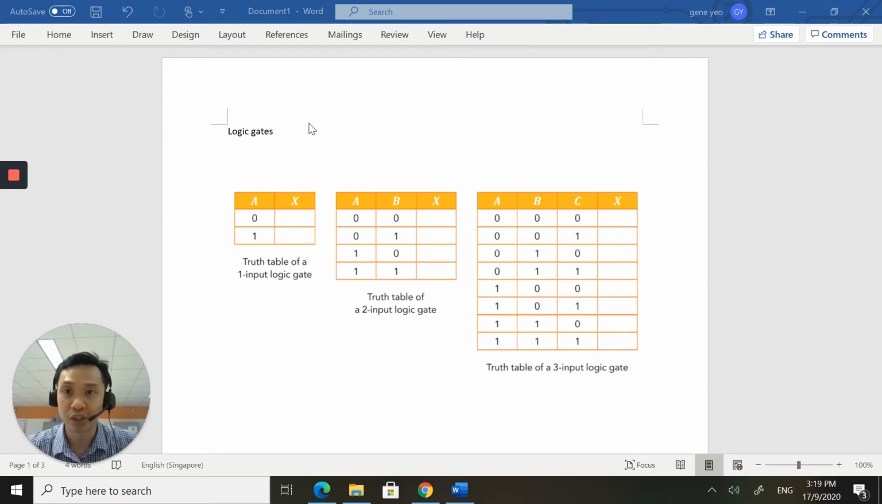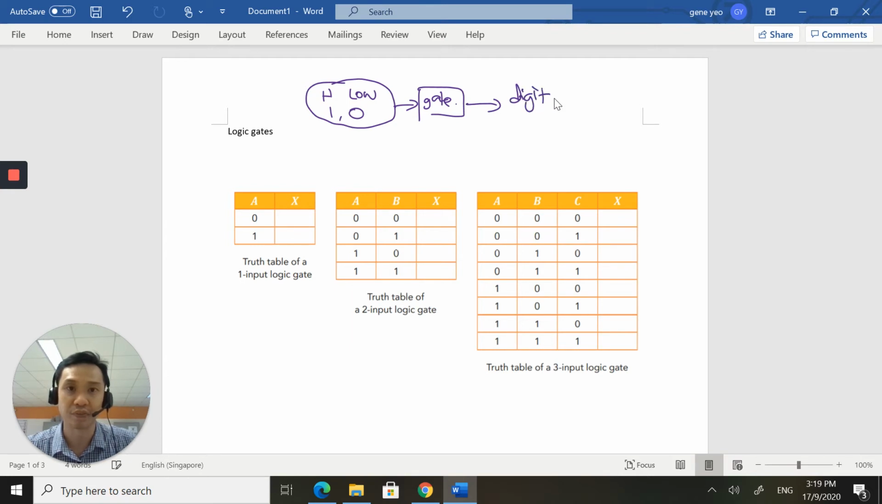If you remember, digital electronics is either ones or zeros. They're either high or they are low. Today I'll be talking about logic gates. Logic gates are devices that take in digital signals into something called a logic gate, and what it does is that it gives you out another digital signal, so it gives you ones or zeros.